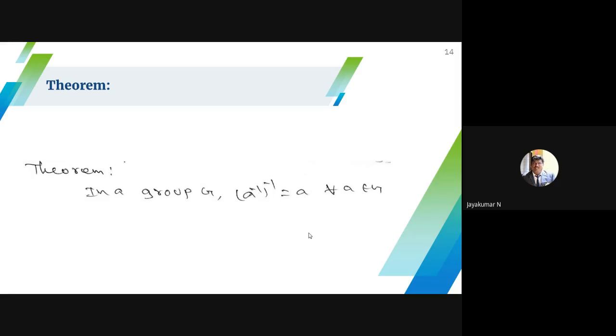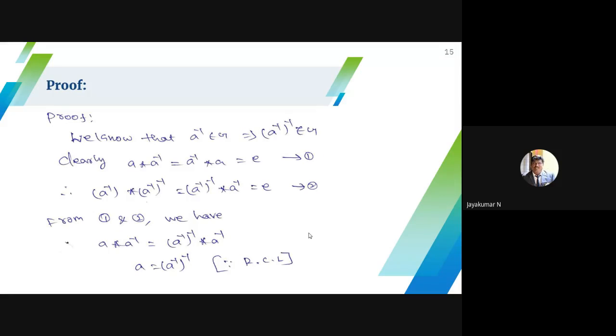So this is also another property: (a inverse) whole inverse equals a in a group. In a group G, if we choose any element a in G, (a inverse) whole inverse equals a. The proof of this theorem you also already studied in your plus 2 itself, and DM also. I skip this. Please refer to it. All are easiest ones.